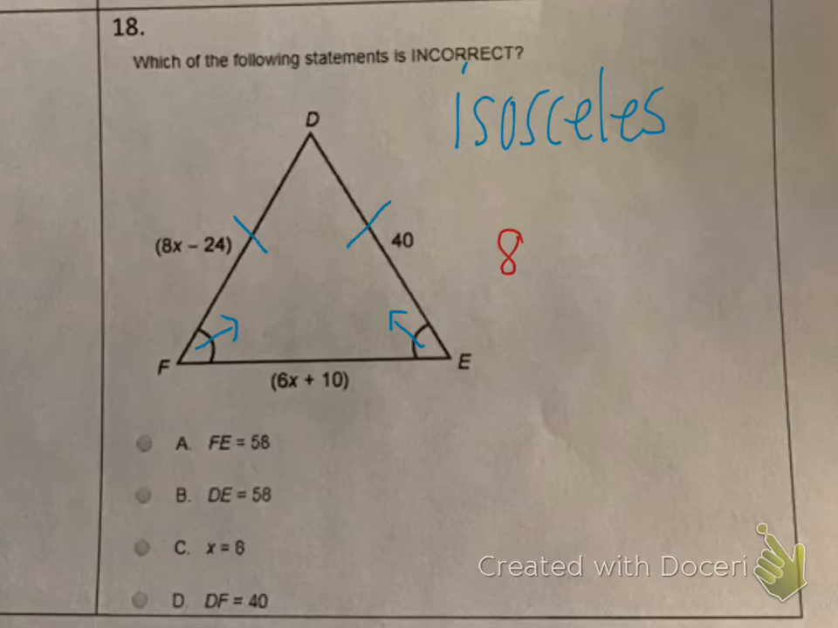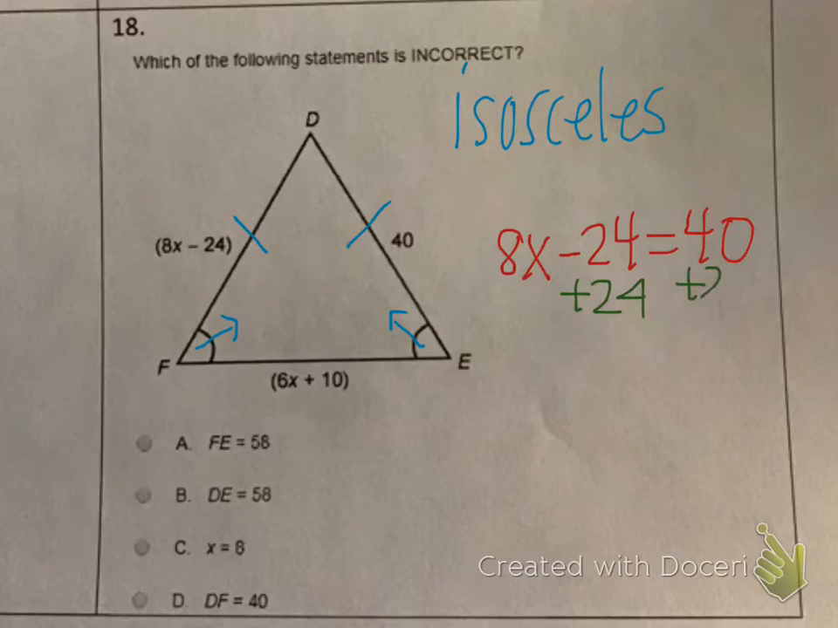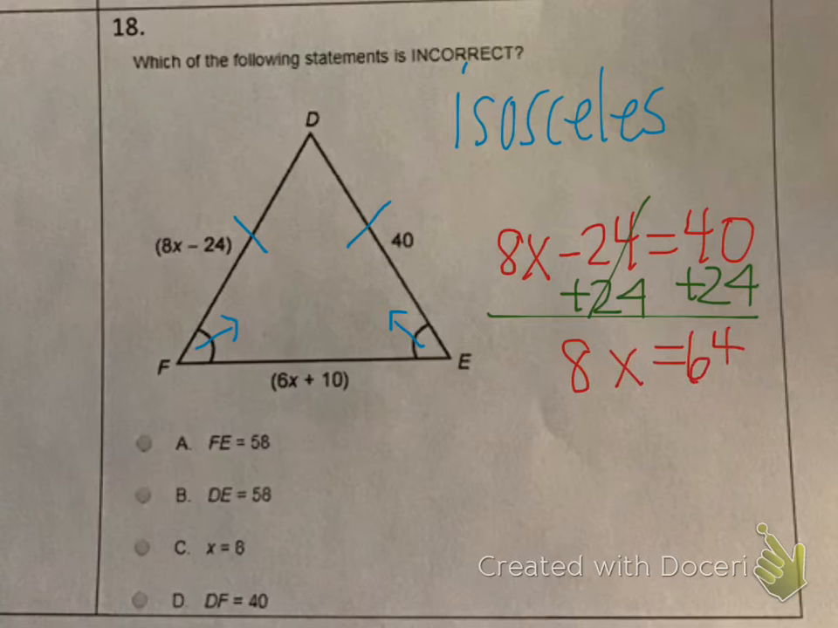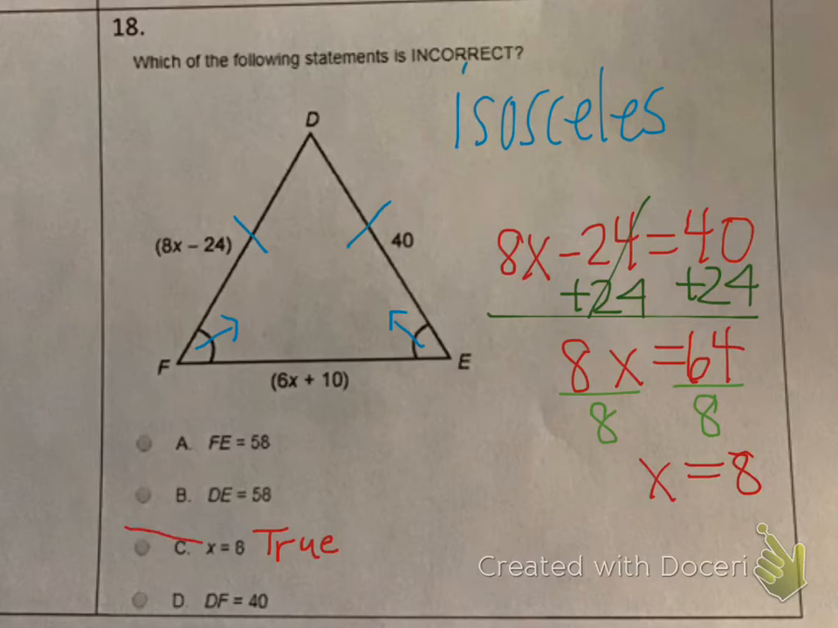So 8x minus 24 is equal to 40. To solve, I would add 24 to both sides. So I get 8x is equal to 64. And if I divide by 8, I get x is equal to 8. So answer choice C is actually true. So I'm going to cross that out because we're looking for the false statement.